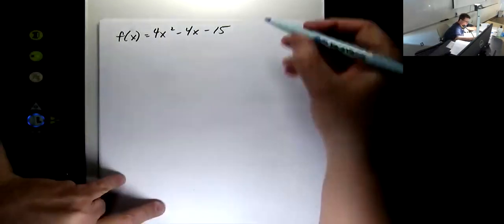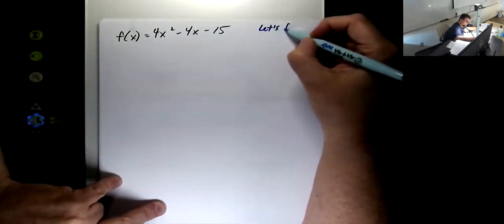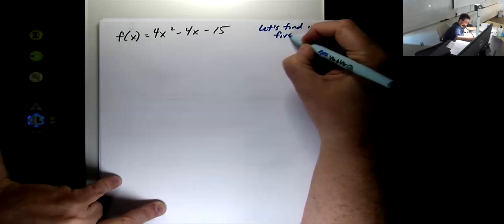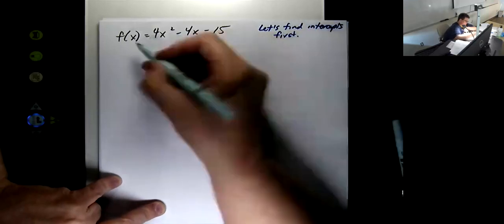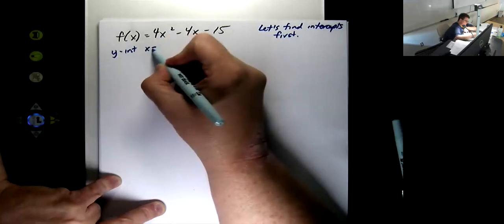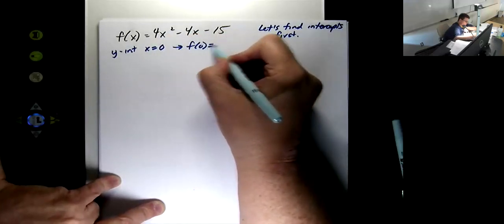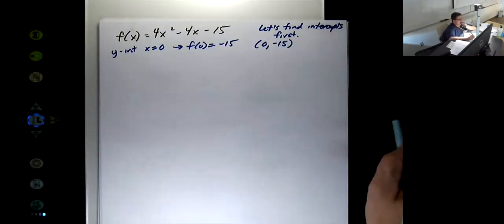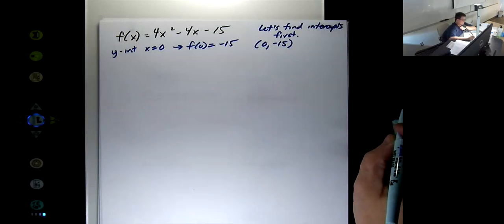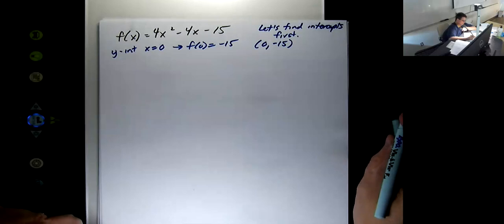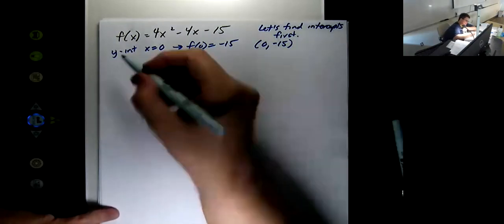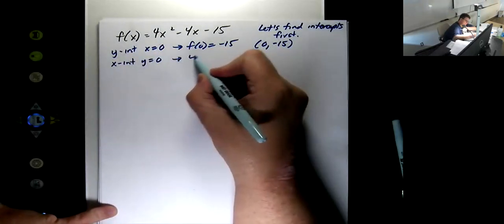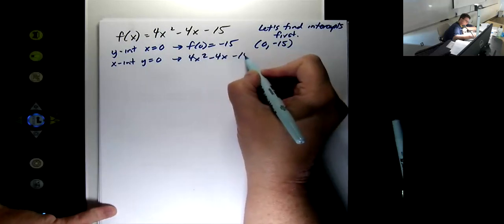Let's find the intercepts before we find the vertex. The y-intercept is when x equals 0. So we have f of 0 equals -15. We have the point 0, -15. X-intercept is when y equals 0. Or 4x squared minus 4x minus 15 equals 0.